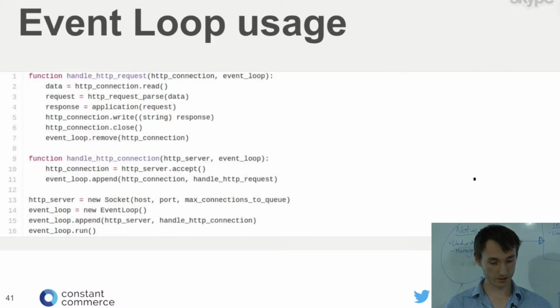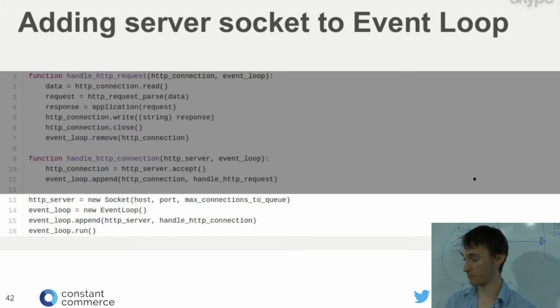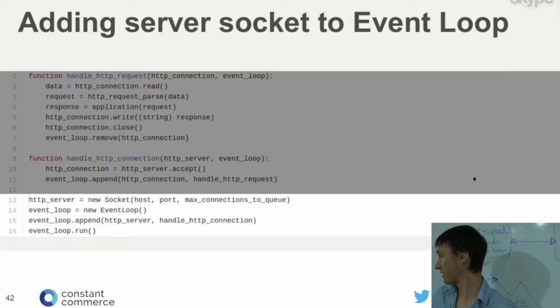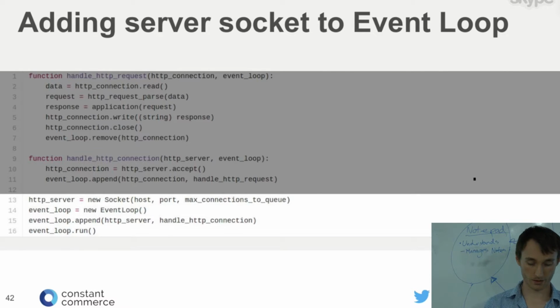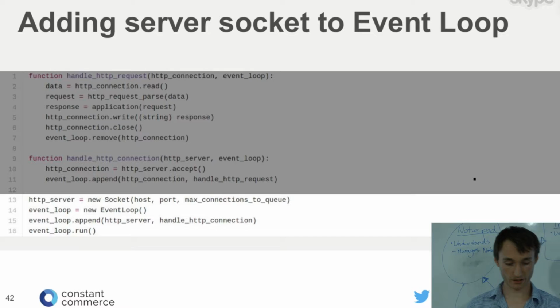So here's a usage example. I think this code might be familiar to you. It's basically Node, right? You create a socket, create an event loop. You append a callback to the HTTP server sockets, and then you start to loop.